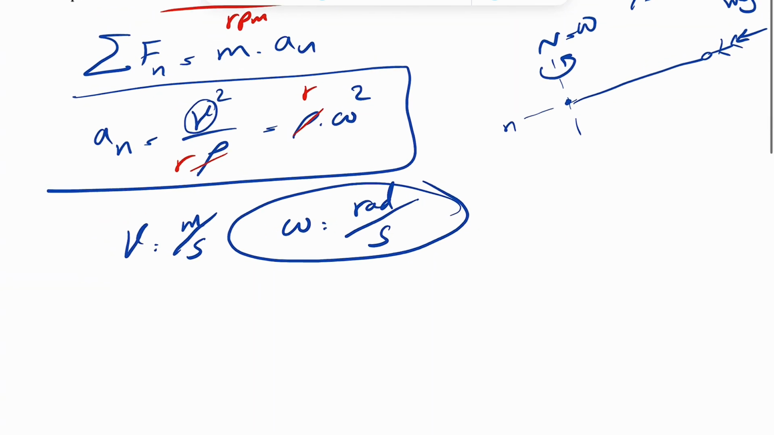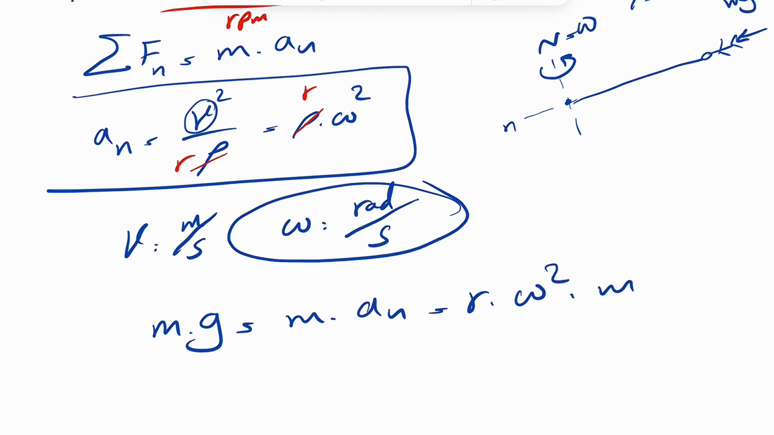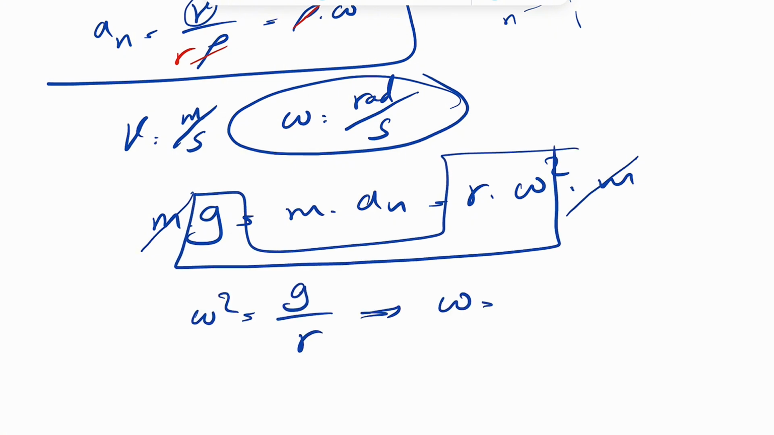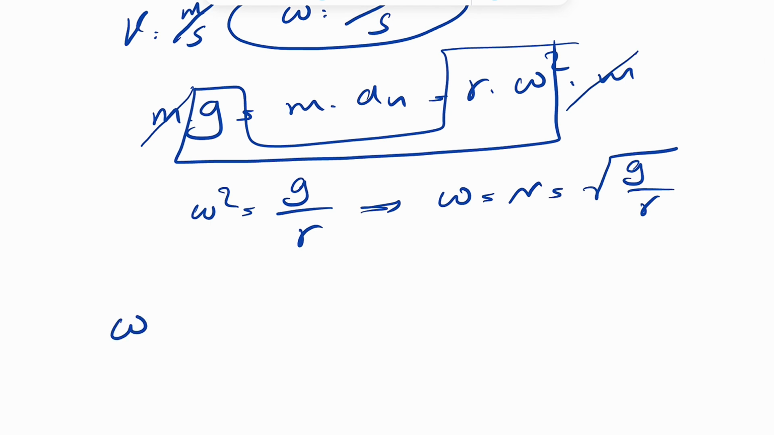So let's get back to our main formula. mg is our force, and this is going to be equal to m times an, and we're going to write it as m times r times omega squared. Obviously we can cancel out the m's, and what we're going to have is omega squared equals g over r. So omega, which is also n in here, is going to be the square root of g over r. So let's figure that one out.